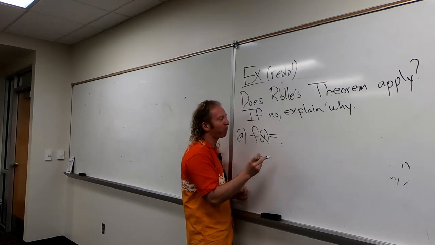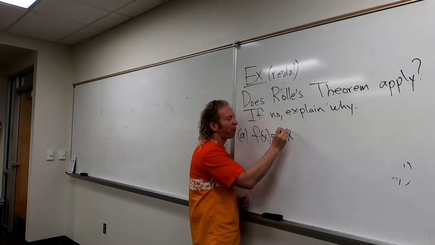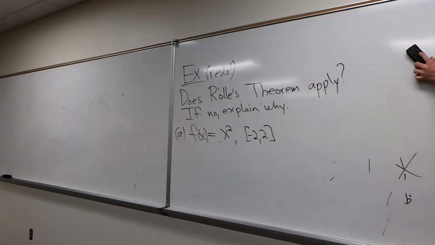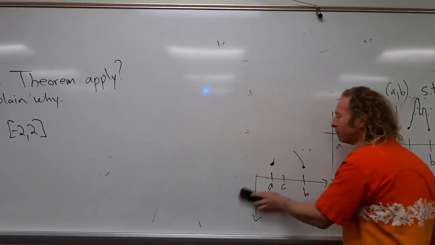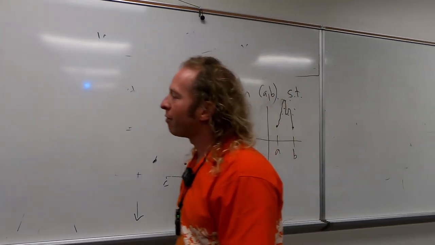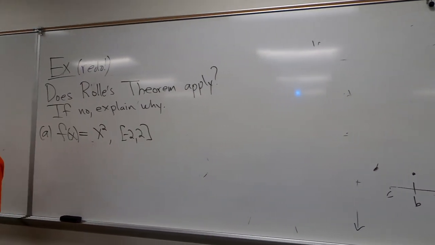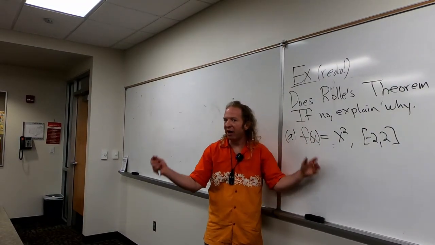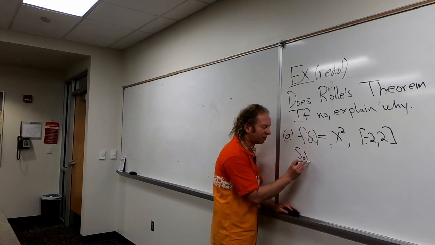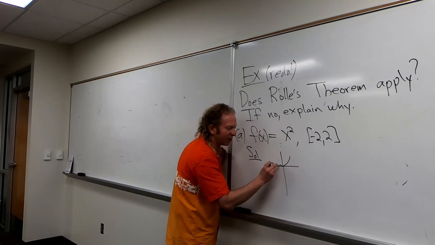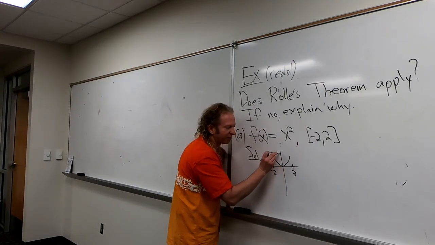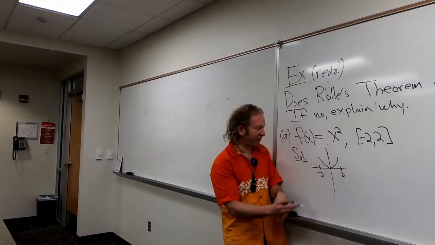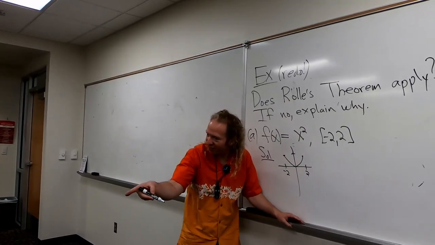Let's try this one. X squared, negative 2 to 2. So you just have to think about the graph. Is x squared, the parabola, continuous? Yeah, if you graph it, it looks like this. Here's 2, here's negative 2. When you plug in 2 and negative 2, what do you get in both cases? 4. 4, yeah.